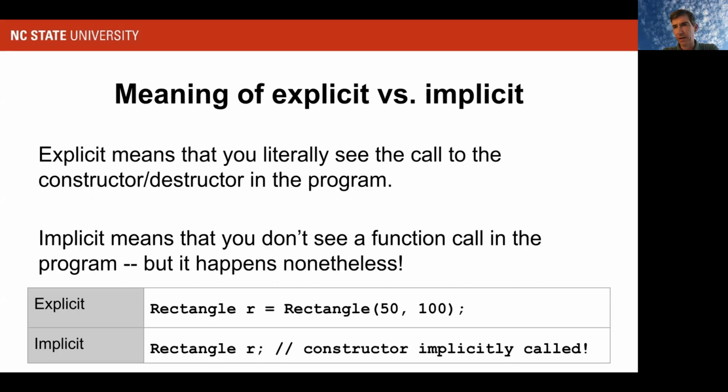So, sometimes we point out whether we're talking about explicit or implicit construction. And explicit means you literally see the call to the constructor in the program. But implicit means that you don't see it at all. It happens nonetheless.